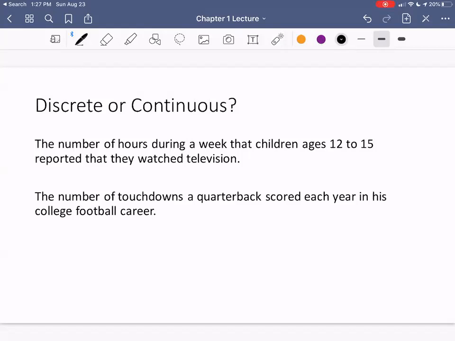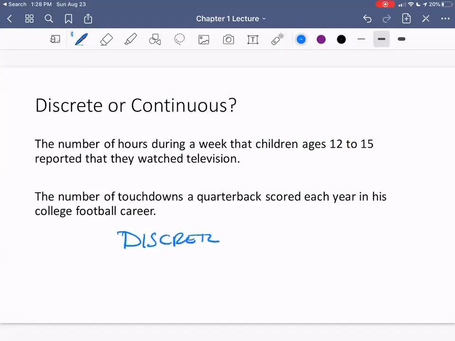All right, so I'm talking about hours. And when you talk about hours, you could be talking about 0 hours or 1 hour or 2 hours or 3 hours and so forth. The next one is the number of touchdowns a quarterback scored each year in his college football career. Okay, we talk about touchdowns. He threw 0 touchdowns, or he threw 1 touchdown, or 2 touchdowns, or 3, or 10, or 20, right? So you think about which one cannot be reported as decimals or fractions. In this case, it's touchdowns. You've never seen a stat that says a quarterback threw 2.5 touchdowns, right? That doesn't happen.